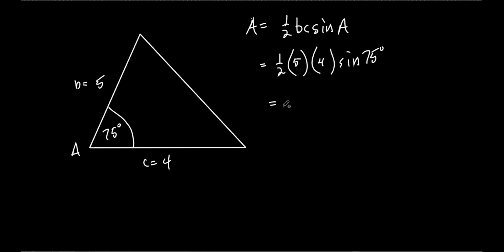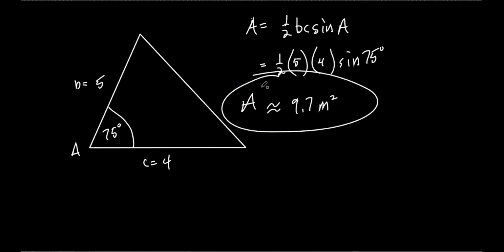I would put it in all at once, and you're going to get approximately, I shouldn't put equals here, technically, it's approximately 9.7. And this one's in meters. I didn't put it, but it's in meters, so it's meters squared. It's that easy. Simple, isn't it?